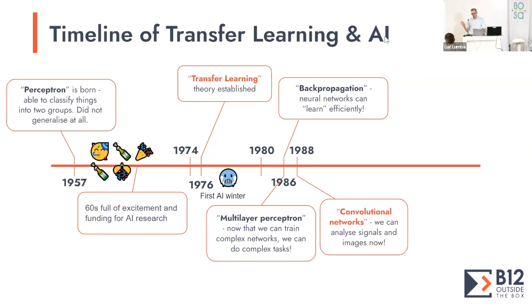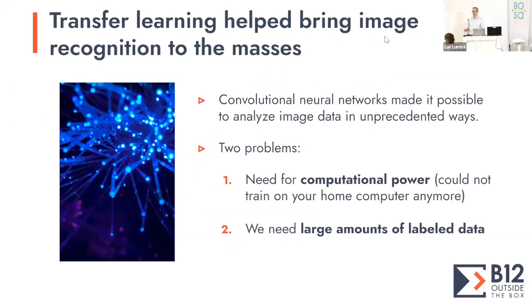And from then on, it kind of started going quickly. So in 1988, people figured out how to do image recognition efficiently with convolutional networks. But then the problem occurred that, yes, we could start doing very complex problems, but in order to do these complex problems, we had two major blocking points. One was that we needed a lot of computational power, which in the 1980s was sparse. And we needed large amounts of labeled data, which at the time nobody really had, okay? And this is basically where transfer learning came in.